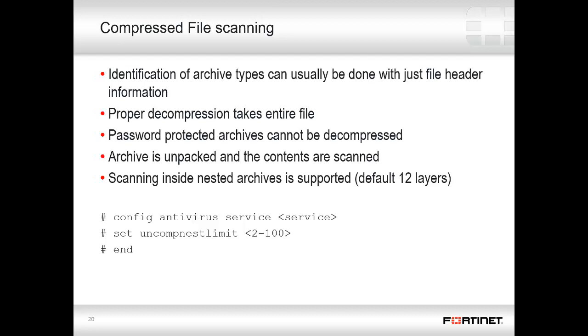AV options are enabled. Scanning with nested archives is supported, that is, an archive within an archive up to 100 layers. The default is set at 12 and can be modified in the CLI for each inspected protocol. The more times the unit has to decompress the file, the more CPU that it will take.